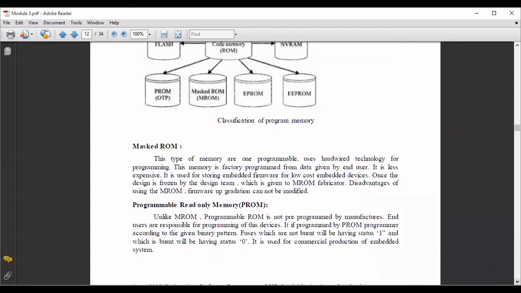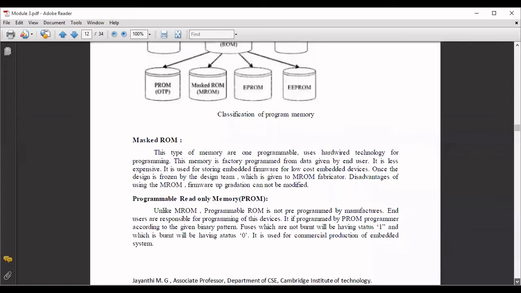In low cost embedded devices, the firmware, the software required for that embedded system, is stored using masked ROM. Once the design is frozen by the design team and given to the MROM fabricator, that is the masked ROM fabricator, it will be fused or frozen. You will not be able to do anything with that. So firmware upgradation cannot be done. If you want to upgrade the firmware stored using masked ROM, it cannot be modified, because once the design is done, it is fixed. That is one type of memory used in low cost embedded devices for storing the firmware or software used in embedded systems.